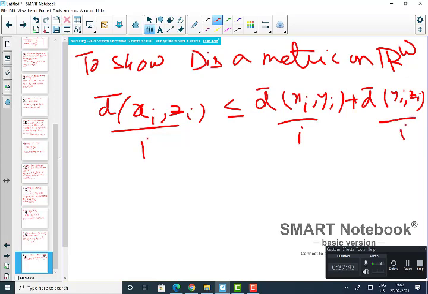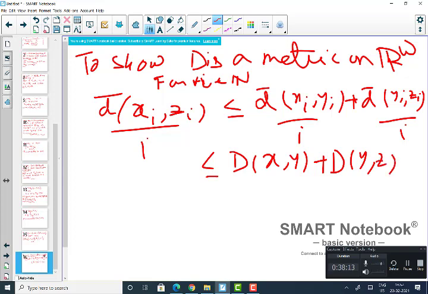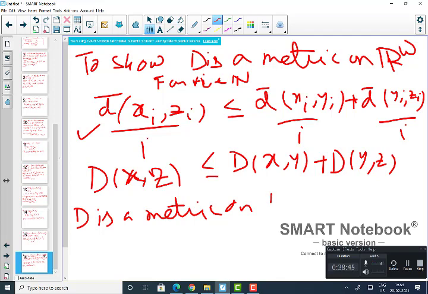Now you see what the right hand side is. This is true for all i belonging to the natural numbers. So these elements are bounded by the supremum. The supremum of the first term is nothing but D of x, y, and the supremum of the second is D of y, z, right? And because this holds for all i, the supremum of the left hand side is also bounded by that, and the supremum of the left hand side is nothing but D of x, z. So what does that mean? That means the metric D also satisfies the triangle inequality. So indeed D is a metric on R omega, right?